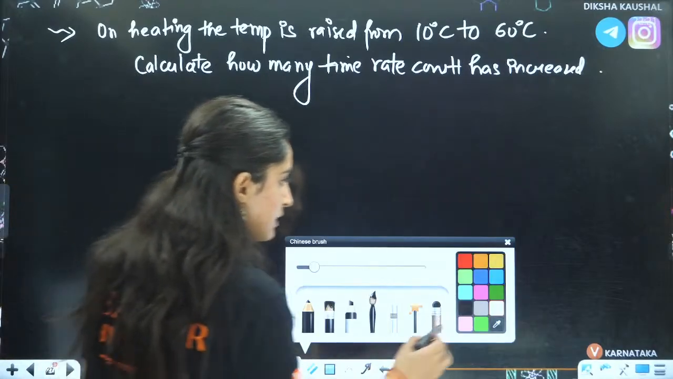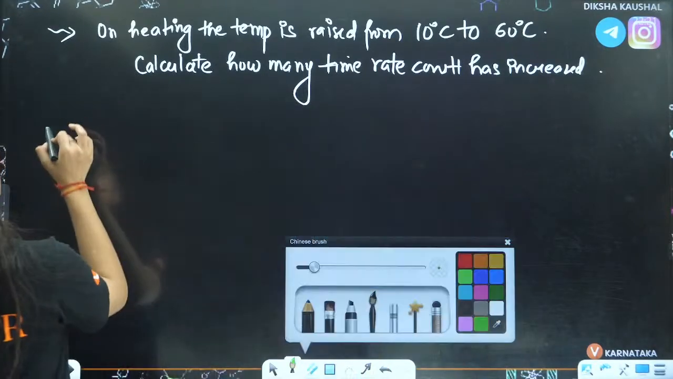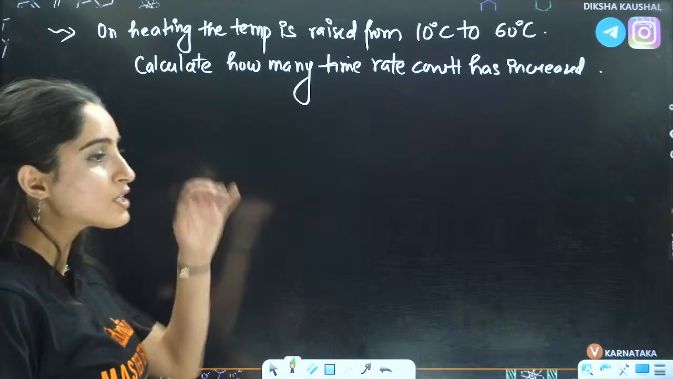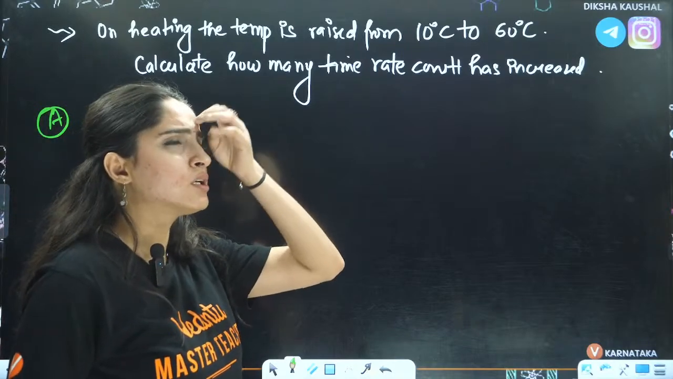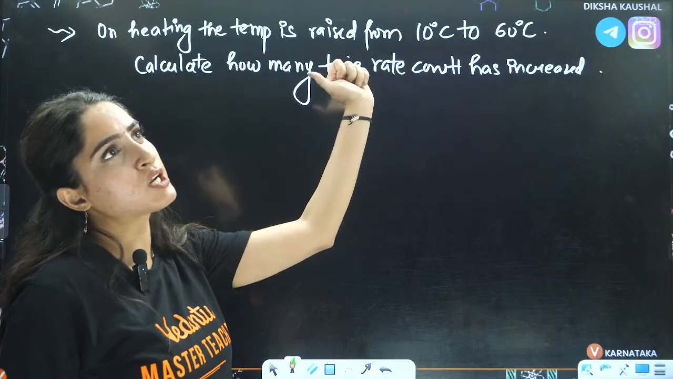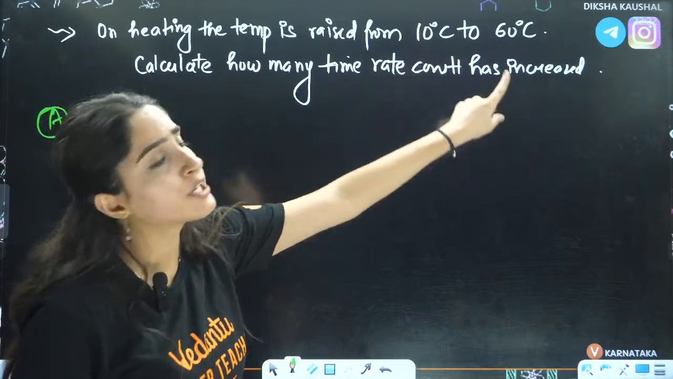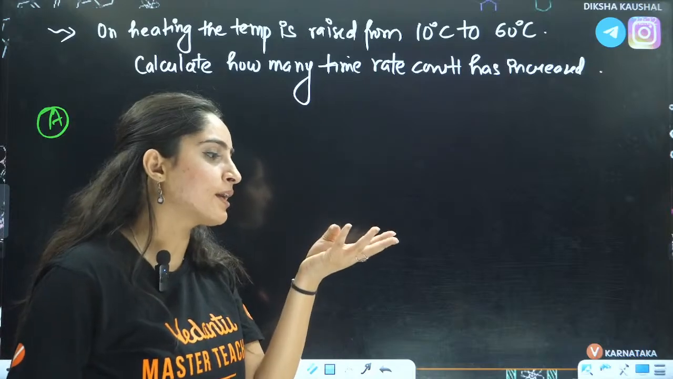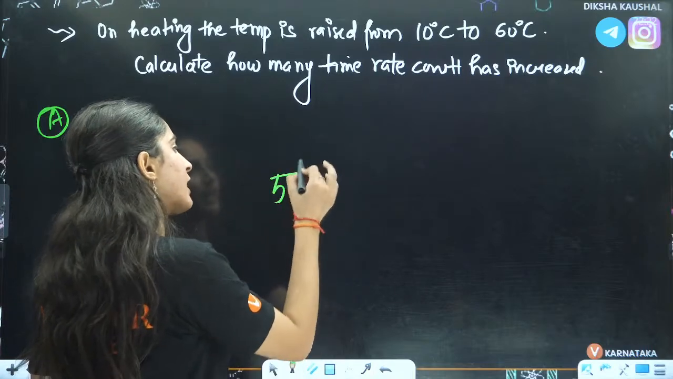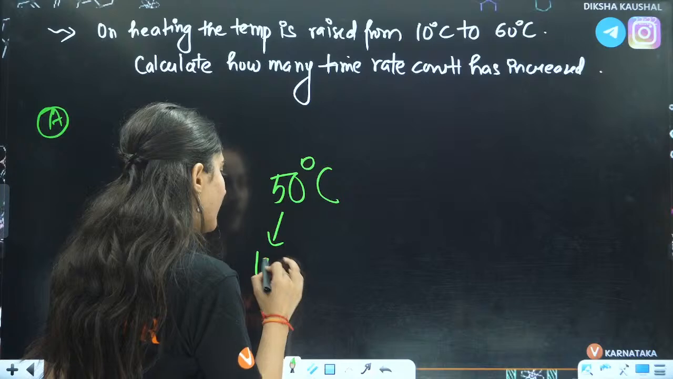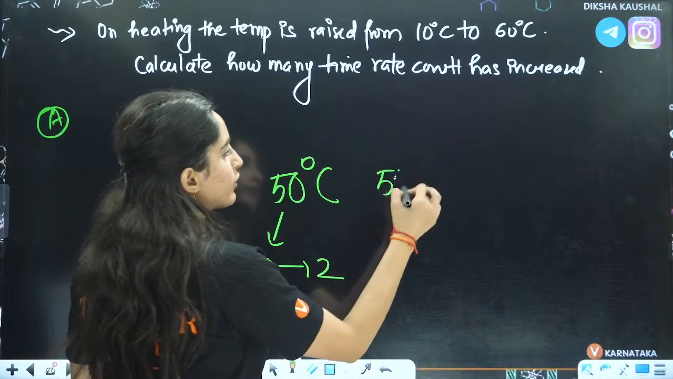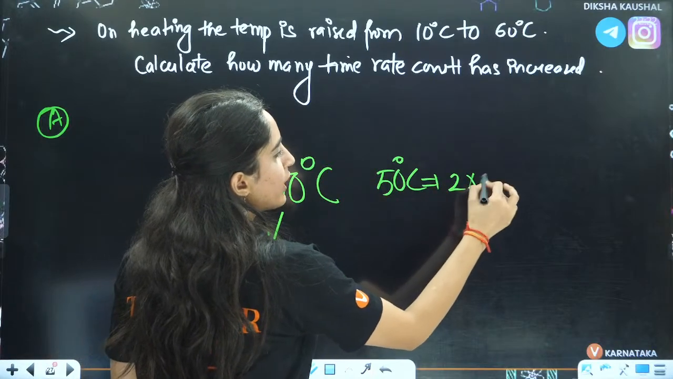Rate constant, right? Otherwise you will think, okay, with a 10 degree rise in temperature, the rate constant is doubled. Here it is 10 to 60 degree rise in temperature. How many degree rise in temperature? 50 degree rise in temperature. For every 10 there is twice. For 50 degree it will be 2 into 5.